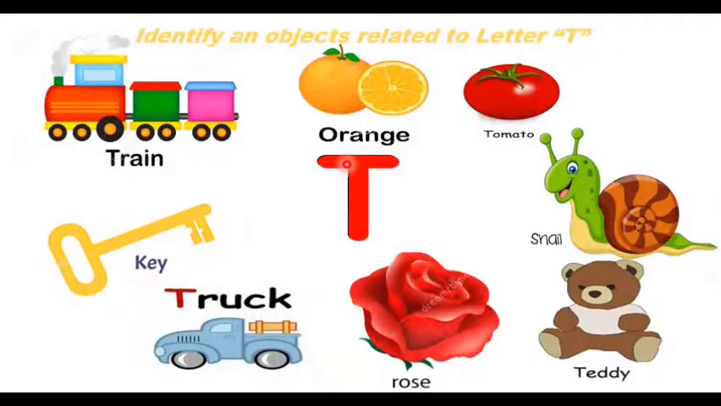Identify an object related to letter T. T. The sound of letter T is T. T, tiger. Okay. Now let's identify the objects related to letter T. What is this? Train. T, train. Does it start with letter T? Yes. Very good.